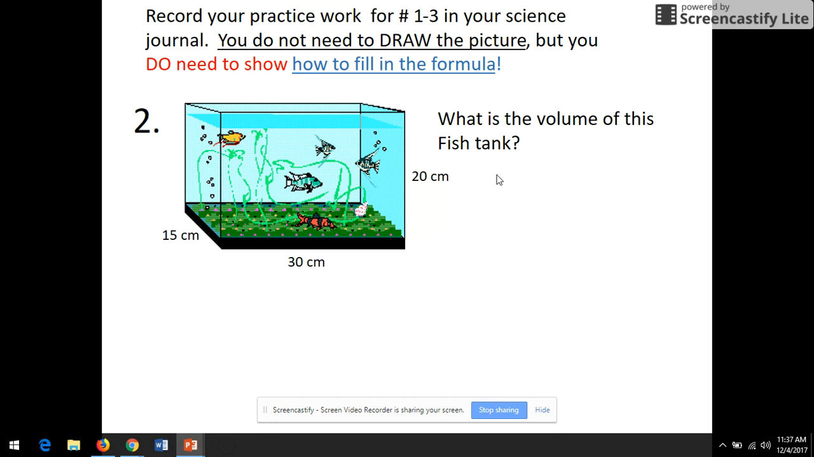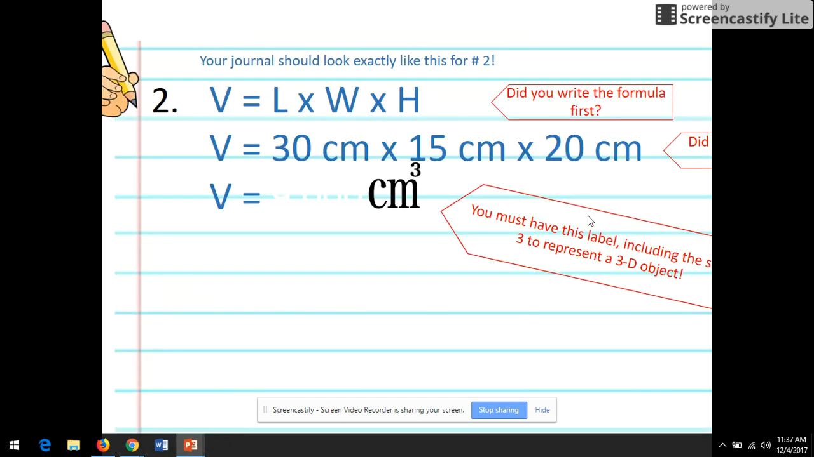Practice question number 2. Read the question carefully. Be sure to write out your work carefully in your journal, including the formula, writing in the numbers, multiplying, and labeling your answer. So for this one, find the volume of the fish tank. And your work should look like this, and you need to include your answer.